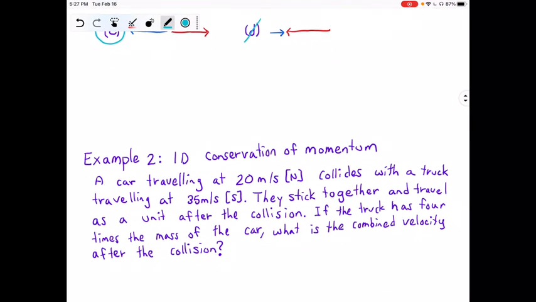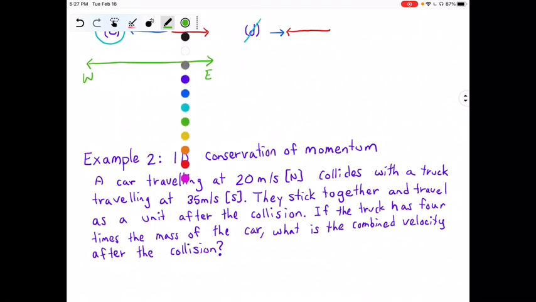For this next example, we're going to be doing one-dimensional conservation of momentum. Two-dimensional is coming up. Two-dimensional is harder than one-dimensional. When I say one-dimensional, I mean everything happens along the same line. So it could be like a west-east direction or a right-left or a north-south. Everything happens along the same axis.